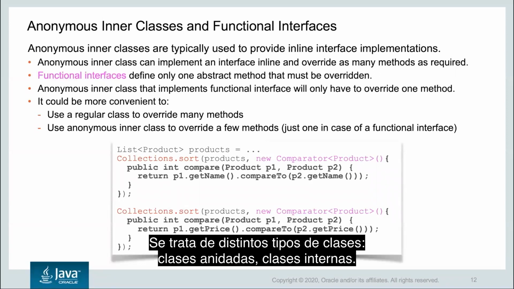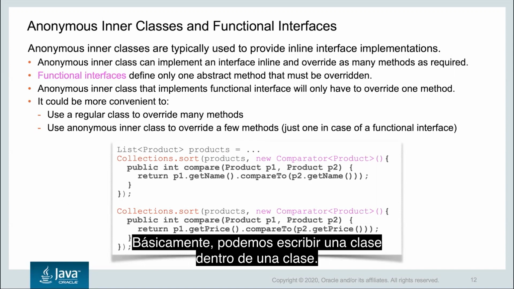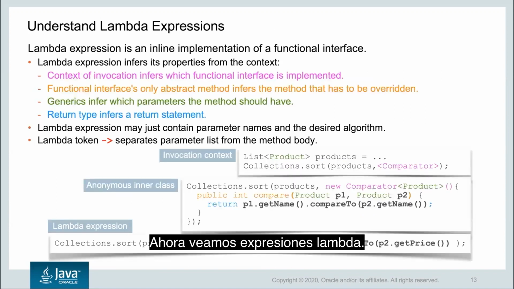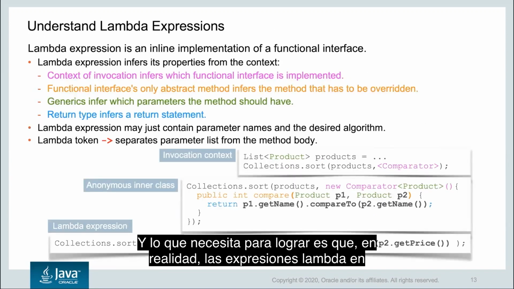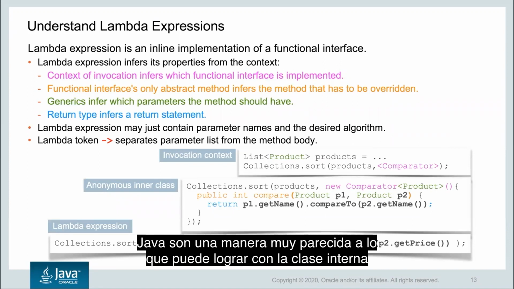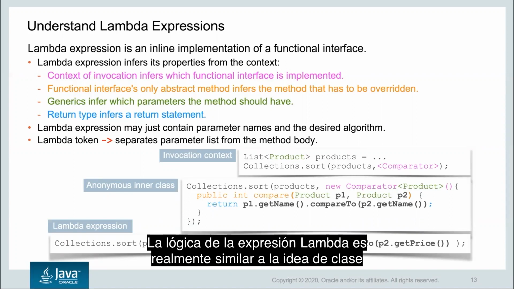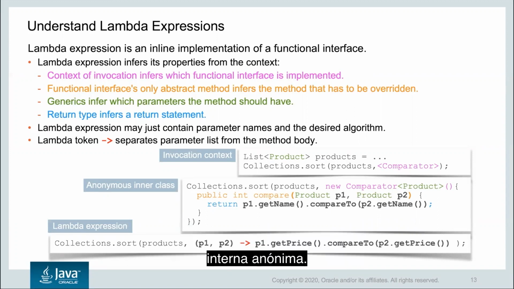So there you go. These are various types of nested classes and inner classes, where we can write a class inside a class. We've covered these types. Now let's take a look at lambda expressions. What you need to realize is that a lambda expression in Java is really a way of doing something very similar to what you can achieve with the anonymous inner class. Lambda expressions' logic is really similar to the anonymous inner class idea.